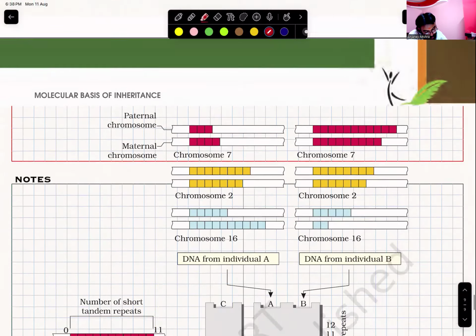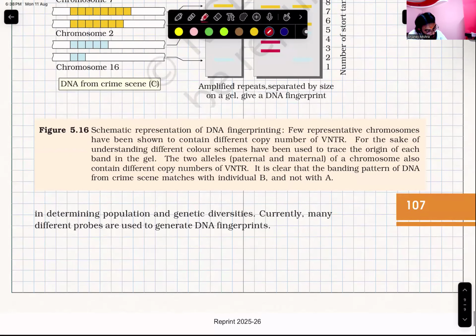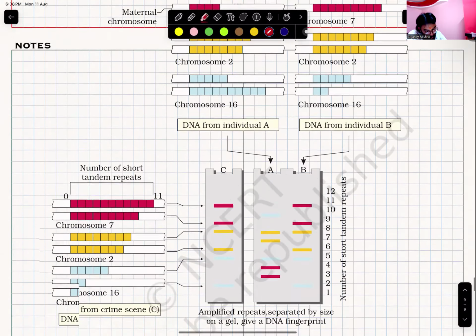It has much wider applications, such as in determining population and genetic diversity, and currently many different probes are being used to generate DNA fingerprinting. Look over here.